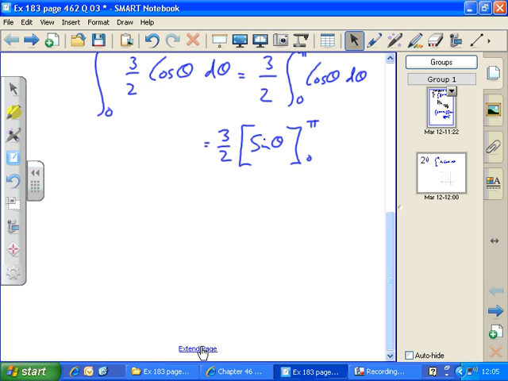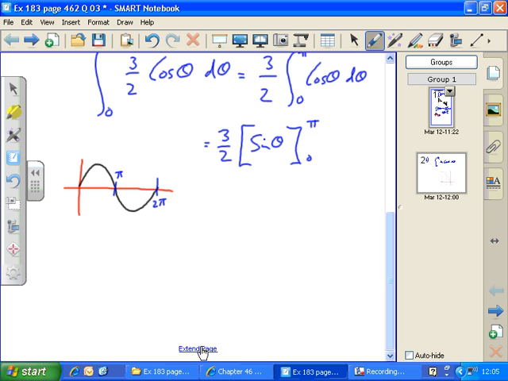Using a calculator or just thinking about what a sine wave looks like, so if I were to sketch it over here at the side, a sine wave starts at 0 and looks like this. This point here, one complete cycle, is 2 pi, so this is pi. So what's the sine of pi? 0.